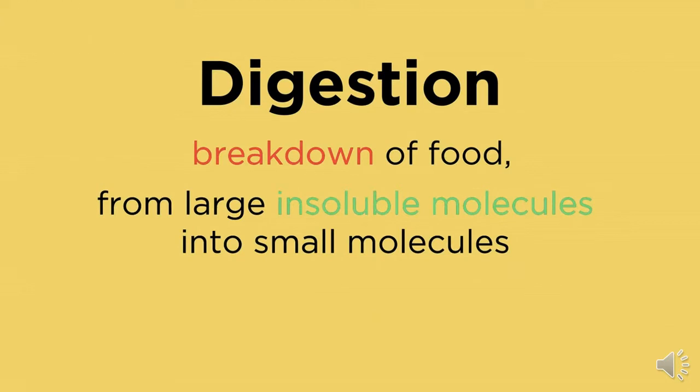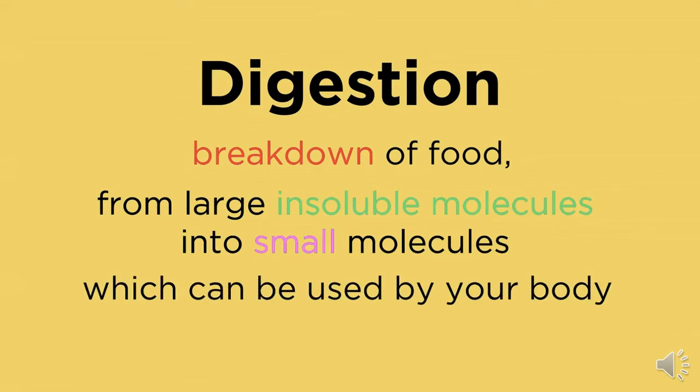So first of all, let's recall what is digestion. Digestion is the breakdown of food, or the transformation of food into smaller molecules, from large insoluble molecules into small molecules. Why do we need to make them small molecules? Because these small molecules are the ones that can be used by our body.